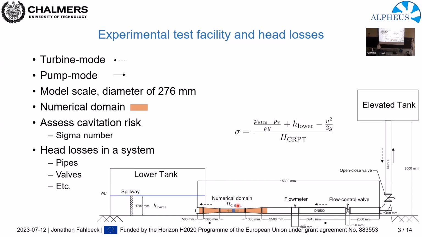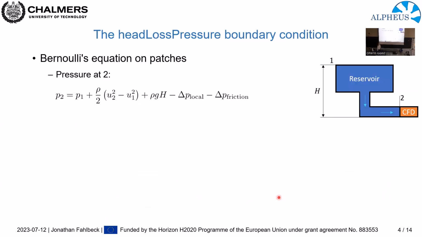So in order to achieve reliable flow conditions, we also need to take into account the various components that are not part of the numerical domain. So for instance, flow meters and valves, etc. And in order to do that, we developed a boundary condition called head loss pressure boundary condition, where we essentially use Bernoulli's equation between the parts that are not part of the numerical domain, but are in the experimental test facility, to describe local and friction losses for the hydraulic system that is not part of the numerical domain.